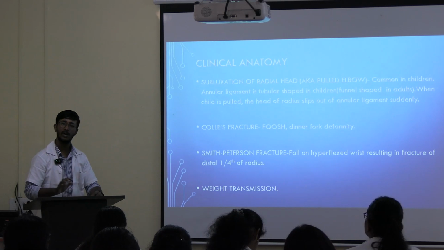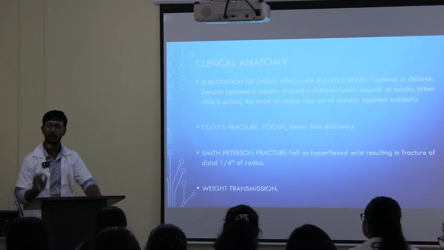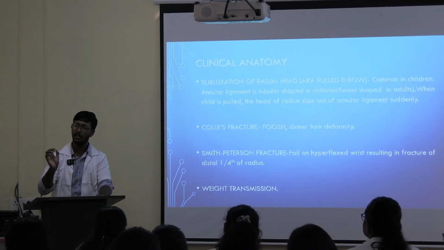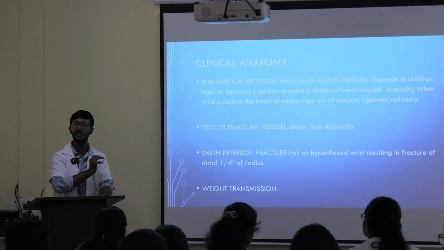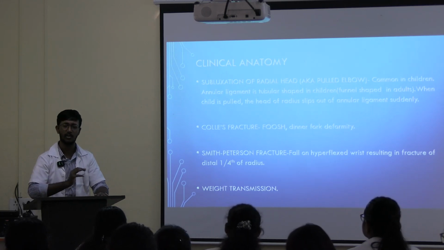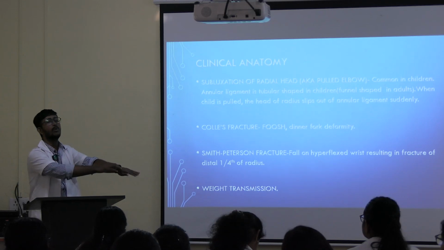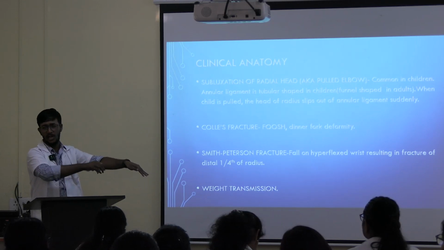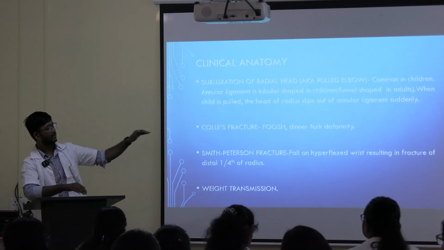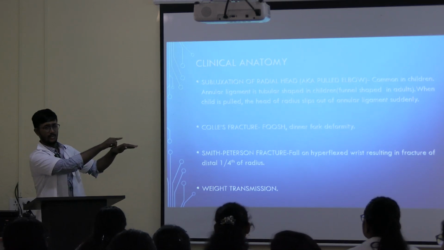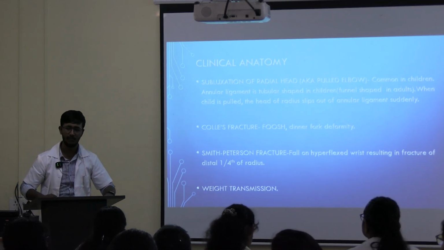What happens? You have seen a dinner fork, right? The Colles fracture appears exactly like that. If someone falls, this part will move forward and this part will go behind, so it will form something like this. It will appear like a dinner fork.